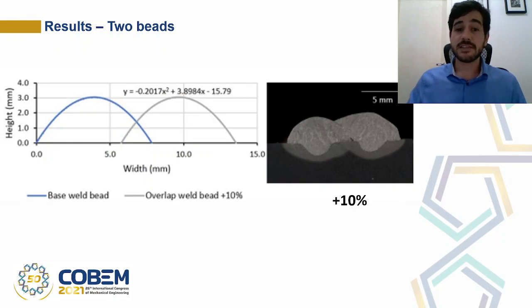On the other hand, increasing the overlap offset by 10% caused a more severe lack of fusion between the beads. We can see here it's a little bit bigger. So these results show a relationship between the increase of the offset and the formation of this defect, possibly influenced by the way of anchoring the weld pool of the overlapped bead on the base bead.